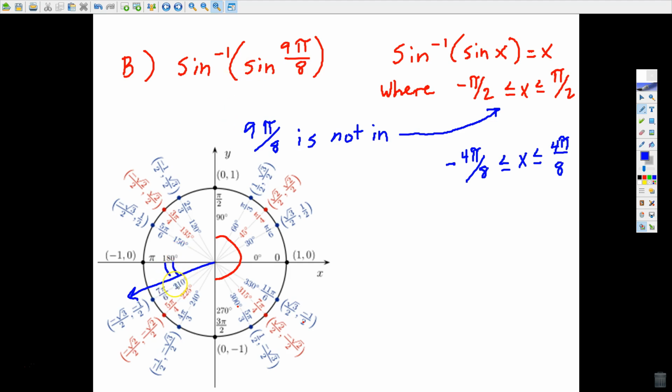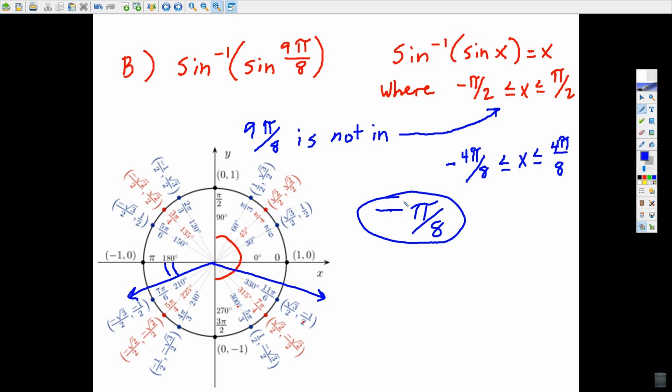What is sine in quadrant 3? Negative. So put it all together, my answer for letter B is going to be negative because that's the sine coming out of quadrant 3, and pi over 8 because that's the reference angle. Negative pi over 8 would put it in the prescribed area for inverse sine. So does that thinking make sense?